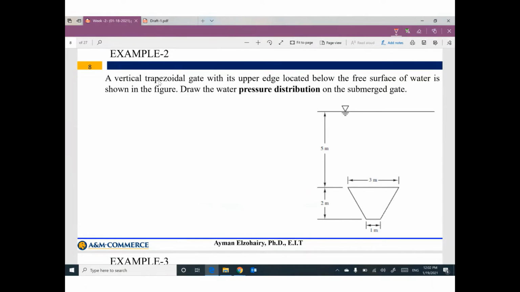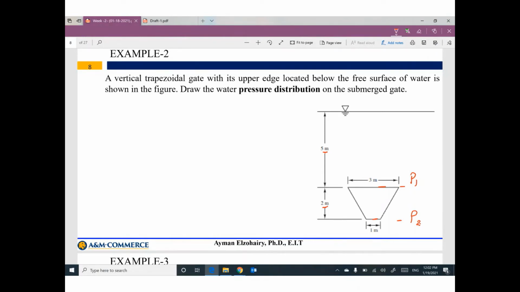We have a vertical trapezoidal gate. This gate looks like a trapezoidal shape with its upper edge located below the free surface of water, as shown in the figure. 2 meter, 5 meter. Draw the water pressure distribution on the submerged gate. Okay, what is the pressure at this location, P1? What is the pressure at this location, P2? What is the pressure at the top? What is the pressure at the bottom of this gate?